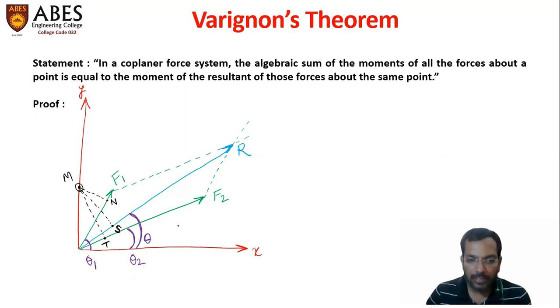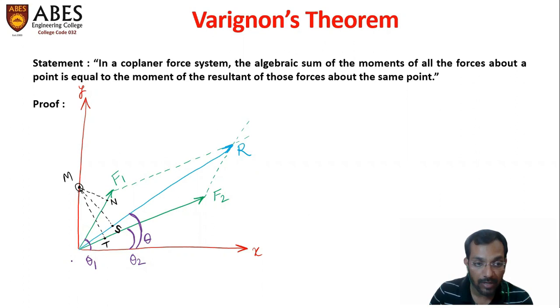Now, please consider this angle. Clearly, this angle is θ2. So what will be the remaining angle? Because F2 is making θ2 with the horizontal, meaning from the x-axis, what will be the angle made by F2 from the vertical axis, that is from the y-axis? The remaining angle will be 90 minus θ2. So clearly this complete angle between F2 and the y-axis is 90 minus θ2.